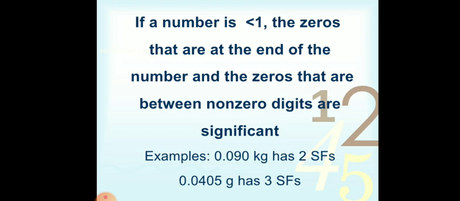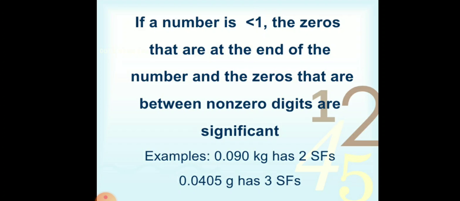One more example, the zeros that are between non-zero digits are significant. So here 0.0405. In between two non-zero digits, one zero is there, isn't it? So it has 3 significant figures.